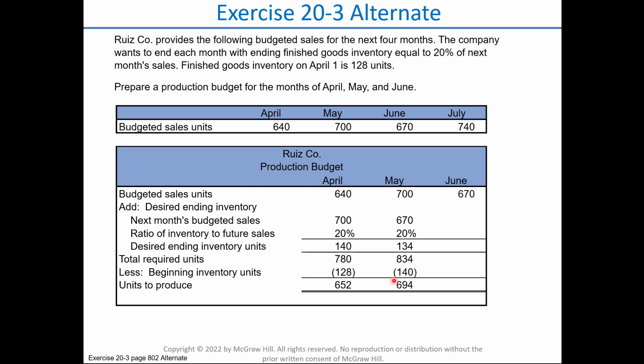June, they're starting with 670. They need to compute their desired ending inventory. July times 20%, 670 plus 148. Total required is 818. Subtract out beginning inventory, which is from the previous months. Beginning inventory in June is May's ending inventory. In June, they need to produce 684 units.